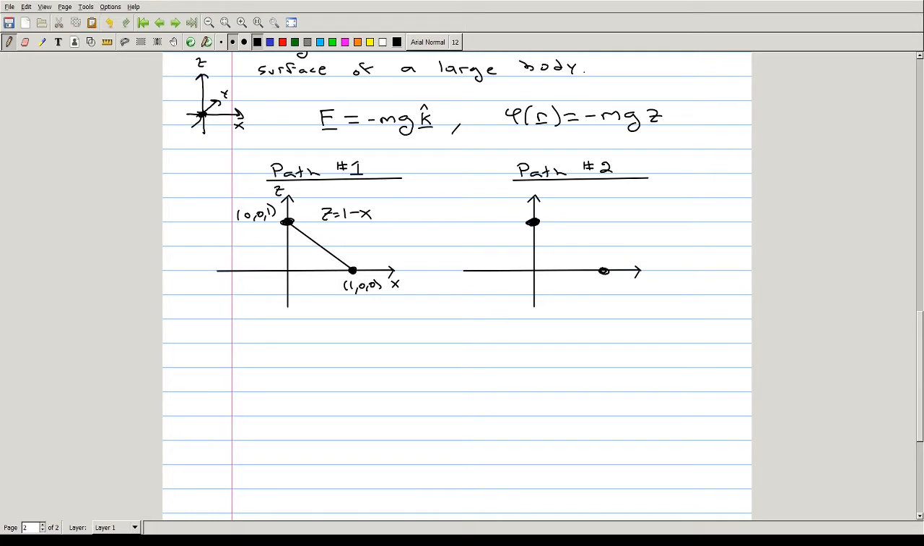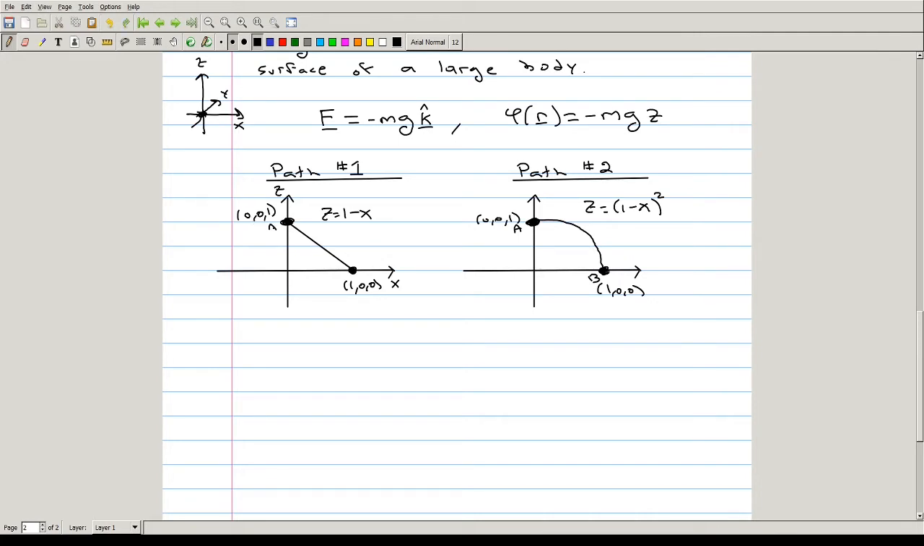And then we have the same points right here, 0, 0, 1 and 1, 0, 0. And instead of considering the straight line path for path 2, we need a different path. So we'll consider the path z is equal to 1 minus x squared, which looks like this. Now, both of these paths go from a point A to the same point B.